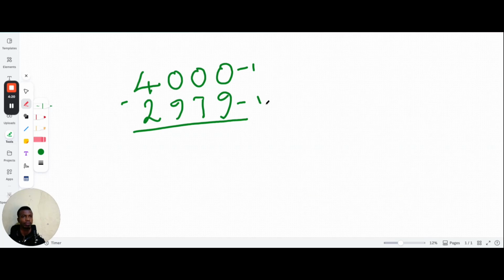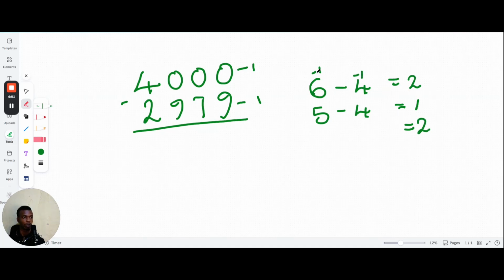Why does this work? Because if you are doing 6 minus 4 is 2. When you take away 1 from 6, this becomes 5 minus 4, but 5 minus 4 is 1. The only way you would still get 2 as an answer is if you also take away 1 from 4. 6 minus 1 gives you 5, and 4 minus 1 gives you 3. Okay? Now, if you take away the same number from both numbers, from the number you're subtracting and from the number you're subtracting from, you will always get the same answer.